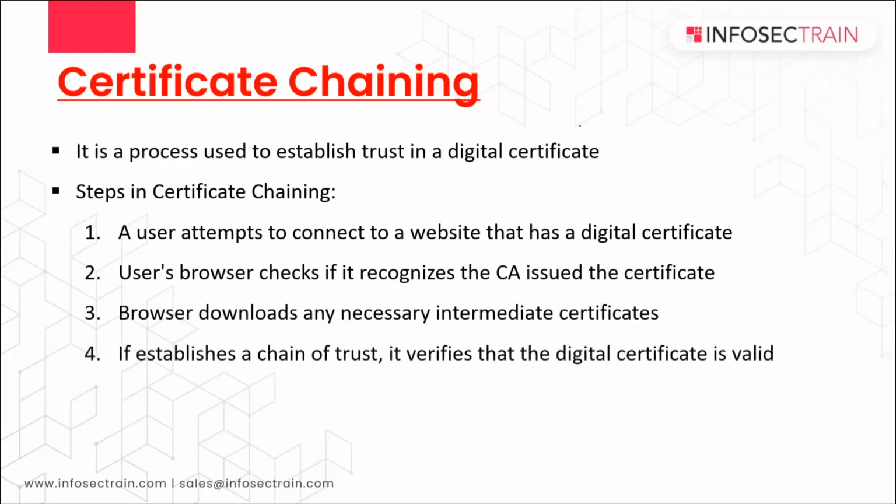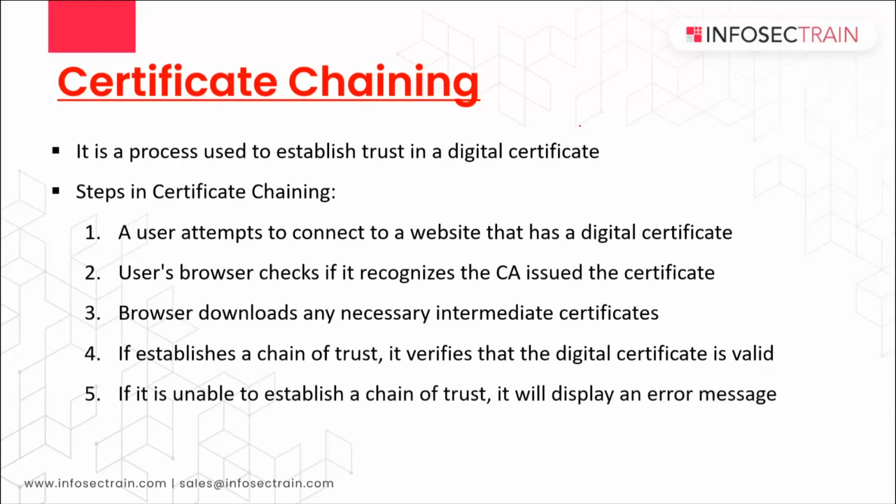In the fourth step, if the browser successfully establishes a chain of trust, it verifies that the digital certificate is valid. And lastly, if the browser is unable to establish a chain of trust, it will simply display an error message. So that's all about certificate chaining, guys.